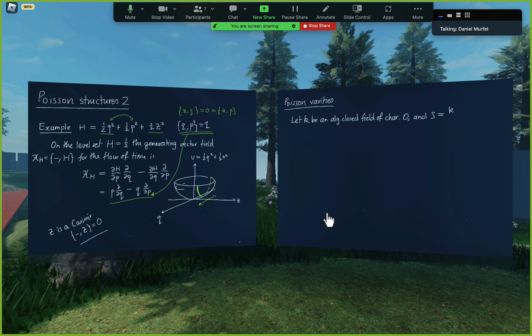And let S be the coordinate ring of an affine variety. That is, take a prime ideal and take the quotient. So Z, which is the common vanishing set of all those polynomials in A^n over K, is an affine variety.